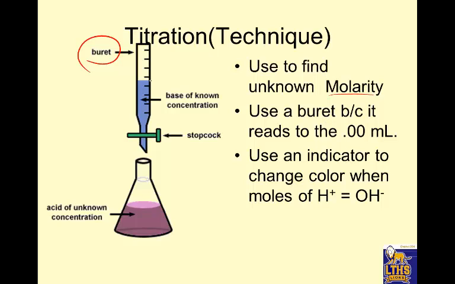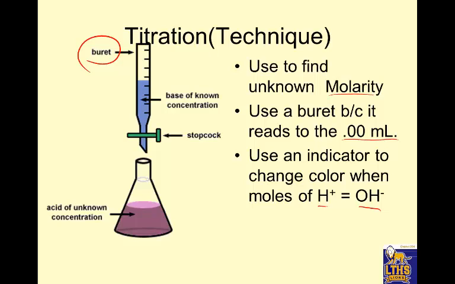Burettes are good instruments because they read to the second decimal place every time you read the volume. Then we use indicators so that the solution changes color when the moles of H plus and the moles of OH minus are equal. That's the end point of the titration. So titration is a technique.